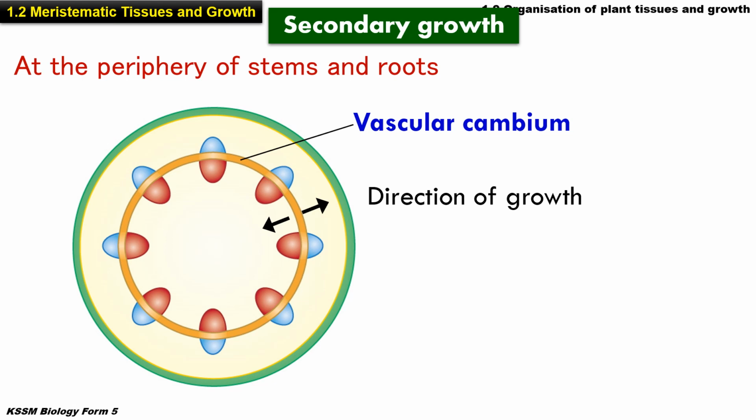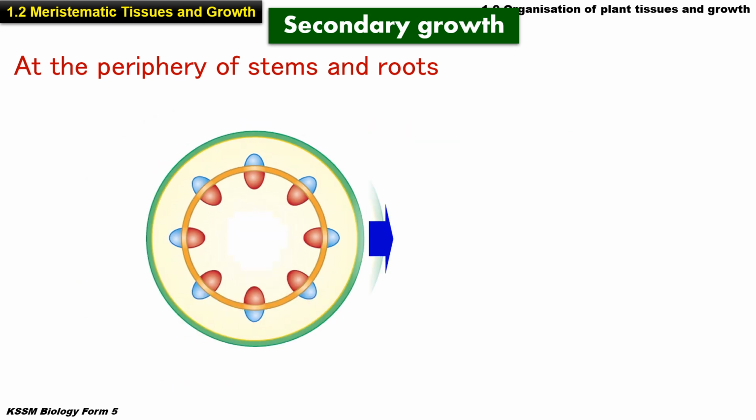Tengok. Macam mana dia growth? Okay, gambar yang tadi you lukis, you tambah sikit arrow. This is the direction of the growth for the secondary growth. Xylem, dia akan push inwards. Phloem, push outwards. Okay. So, you tengok.